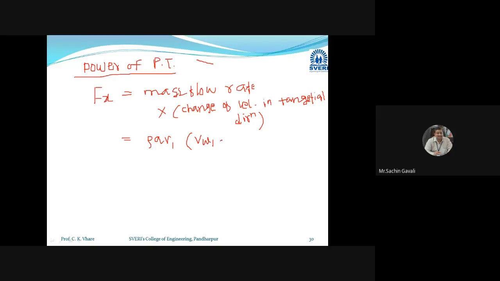Minus of minus. Why minus? Because both are in opposite directions. For the Pelton turbine we will write rho A V1 is equal to VW1 minus of minus VW2, and therefore it will become rho A V1, or rather rho A VW1, because V1 is equal to VW1 into bracket VW1 plus VW2.